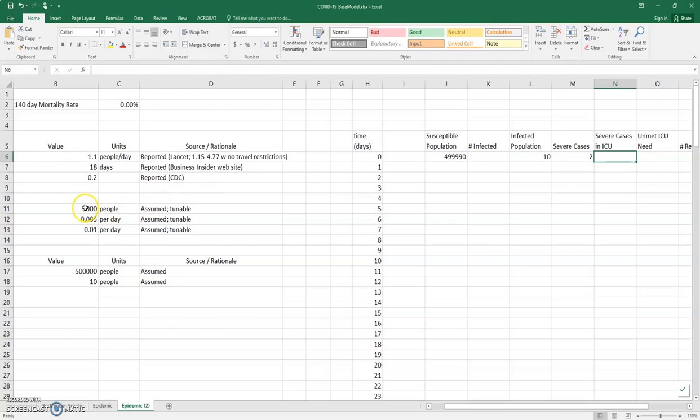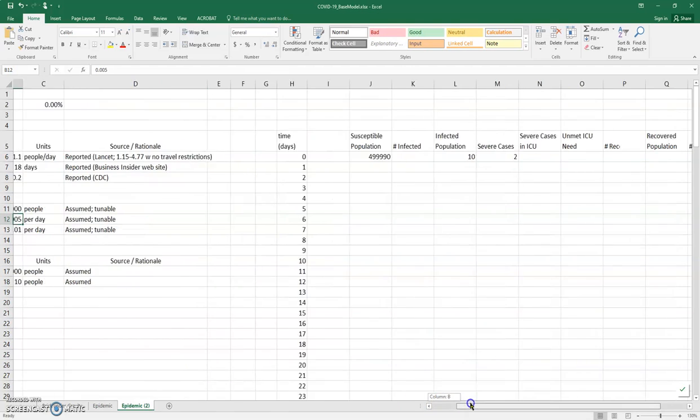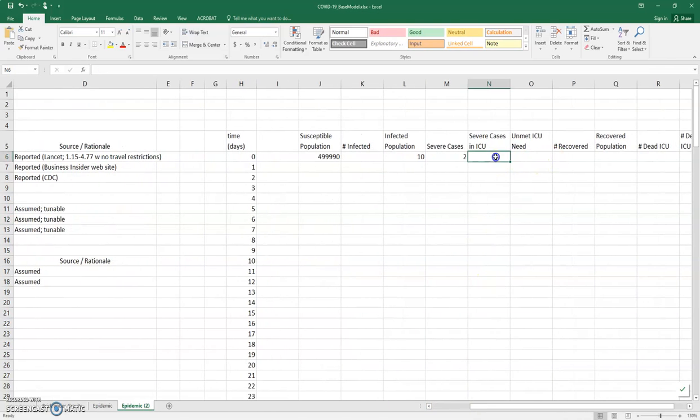We also have an ICU capacity in this model. The parameter set that we started with was 5,000. Who knows? This might be 1,000. I don't know what it's going to be. You're going to model that. But let's say that we have it be 5,000. And so the number of cases that are in ICU are simply, well, it's the number of severe cases up to 5,000. The severe cases up to 5,000 we would model as a minimum value. So it's the minimum of the number of severe cases or 5,000.